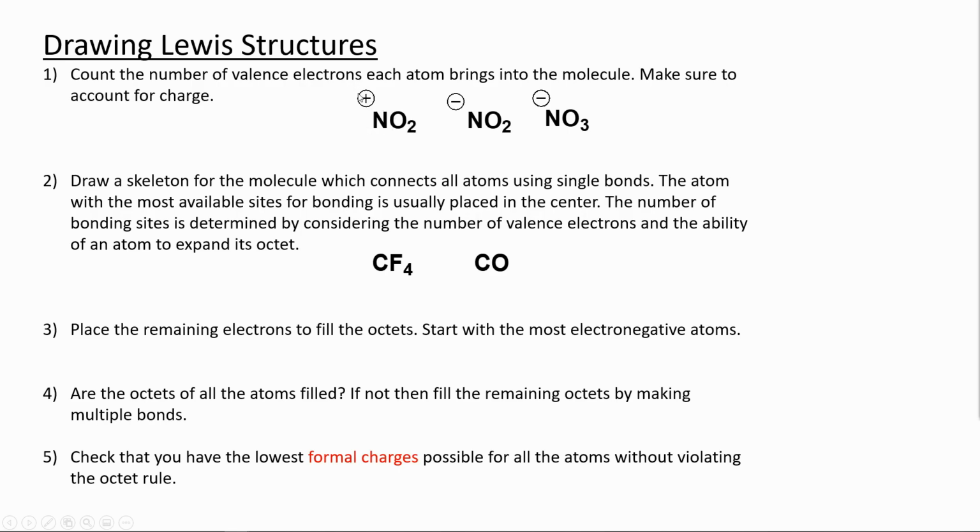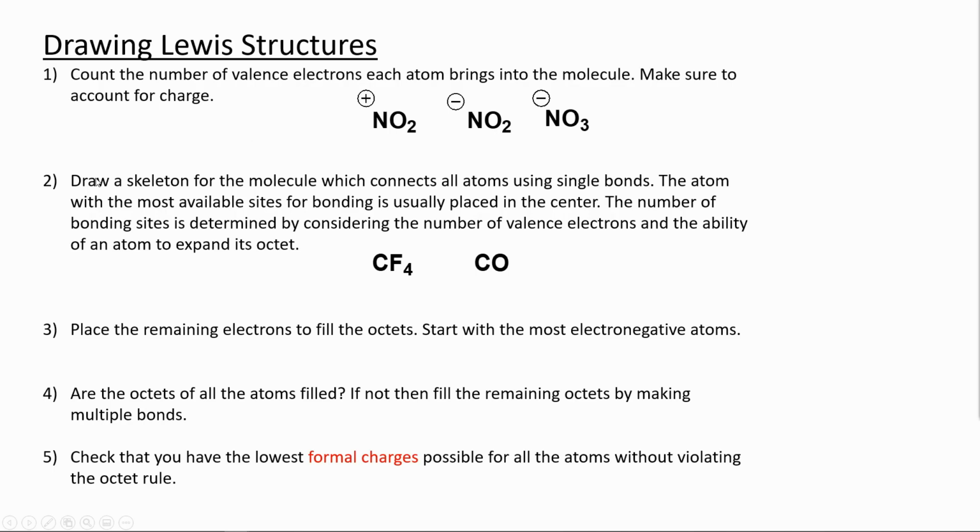A positive charge indicates that there is actually a lack of an electron. So this NO2 plus molecule would have a total of 16 valence electrons. If we take NO2 minus, we would have a total of 18, because now we have an extra electron indicated here from the valence electrons of the 3 atoms.